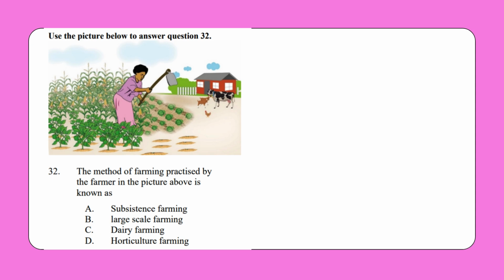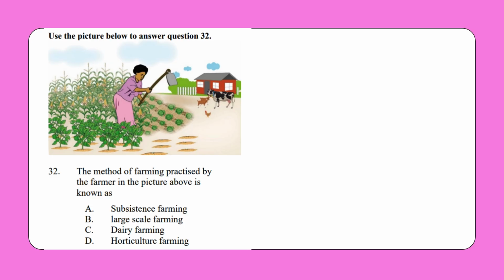Use the picture below to answer question 32. 32. The method of farming practiced by the farmer in the picture above is known as A. Subsistence farming. B. Large-scale farming. C. Dairy farming. D. Horticulture farming.